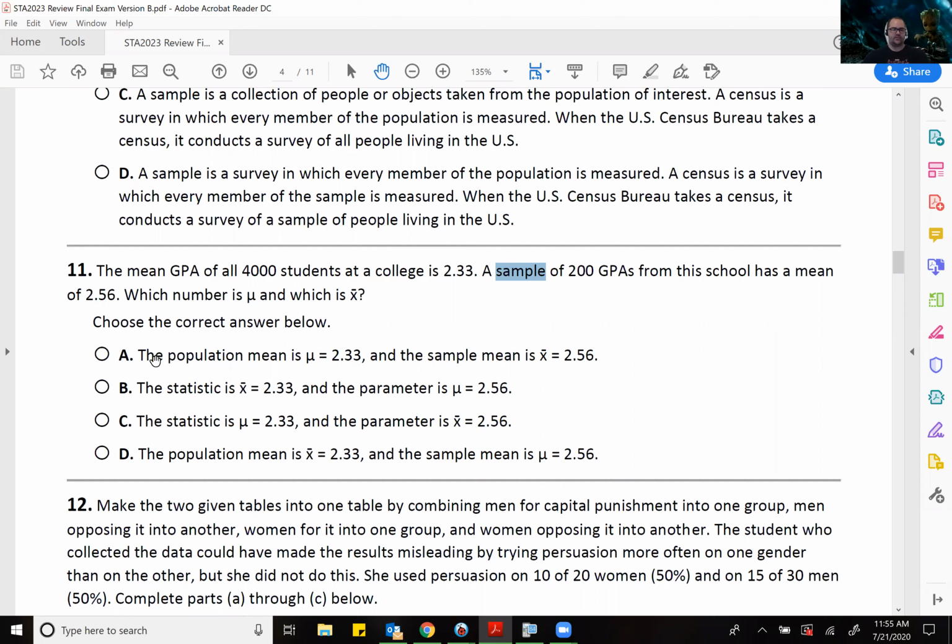So down here we look. So the population mean is mu. The sample mean is X bar. There it is. It's A. Everybody else is junk.